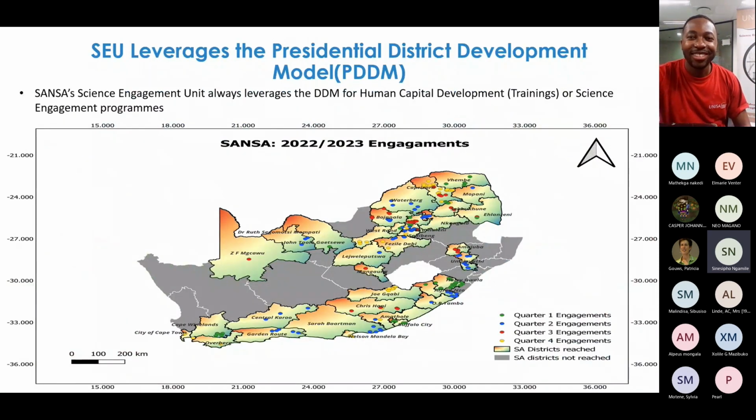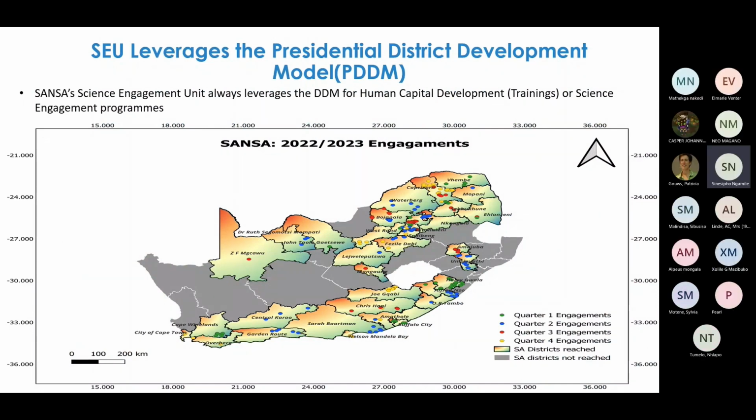So this is another image of a map, how we use maps in SANSA. This is a map that we usually create after we have engaged with areas around South Africa. This is another form of a map that we provide. It's not only image-based, but we can provide maps like the one that you are seeing here.